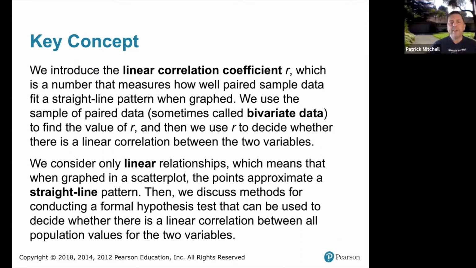We are only considering linear relationships, which means that when graphed in a scatter plot, the points approximate a straight line pattern. Then we discuss methods for conducting a formal hypothesis test that can be used to decide whether there is a linear correlation between all population values for the two variables.